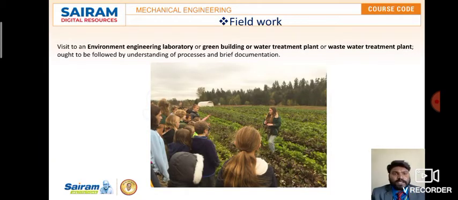So the first one is field work. What is that? Nothing but the field work, because we have to physically check and understand the process, how things are going on in the engineering laboratory, which is related to environment. So we have to visit the environment engineering laboratory or green building or water treatment plant or wastewater treatment plant. All these areas, just visiting and understanding the process, and we have to document it. All these things comprise the field work. So this is all about the field work.